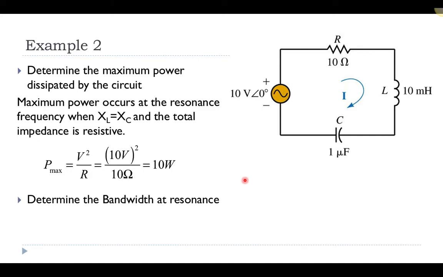We can also determine the bandwidth at resonance, and so we know that the bandwidth is just the resistance in the circuit divided by the inductance. And so in this particular case, 10 ohms over 0.01 Henry gives us a bandwidth of 1,000 radians per second. So at this point, we haven't actually figured out what the resonance frequency is. We just know what the bandwidth is, or that range of where I'm going to have that half-power frequency.